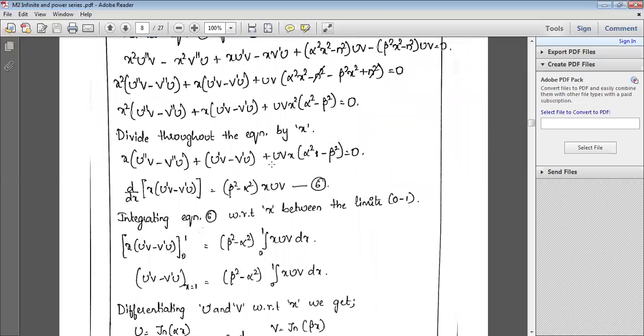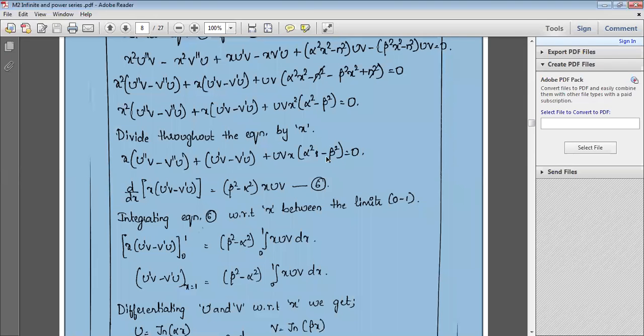If I apply the product rule, I will get these two terms, and this goes to that side, and beta square minus alpha square into u into v. Then integrate to cancel the derivative. To find the dependent variable, we need to find the solution of this. For that, we should integrate with respect to x. So x into u dash v minus v dash u, with limits 0 to 1, equals beta square minus alpha square times the integral of x into uv dx, where the limits are 0 to 1.